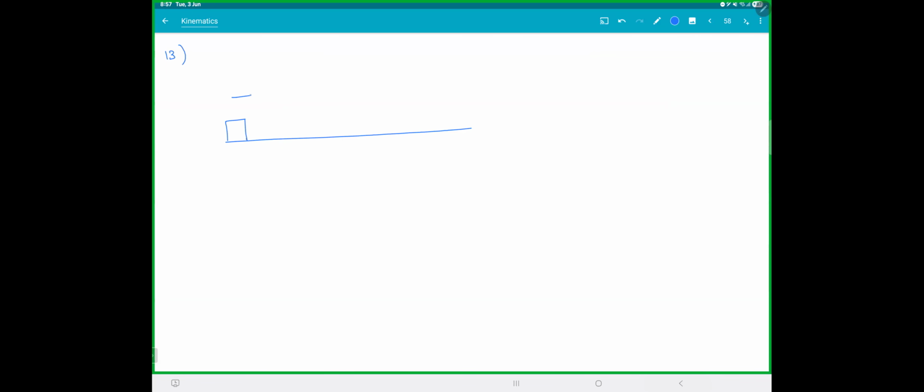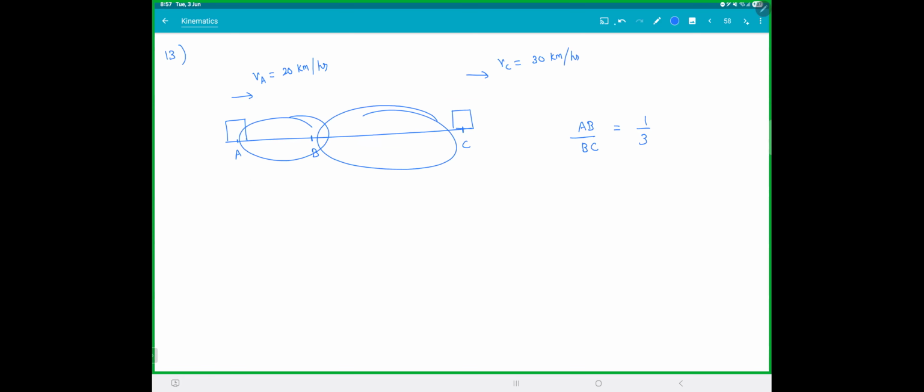We have a vehicle here whose speed here is 20 kilometers per hour. This is point A. This is B here. When the vehicle reaches here, let's call it C. So VC, the speed becomes 30 kilometers per hour. There's a point B somewhere in the middle where AB by BC is in the ratio of 1:3, meaning this distance and this distance are in the ratio of 1:3.